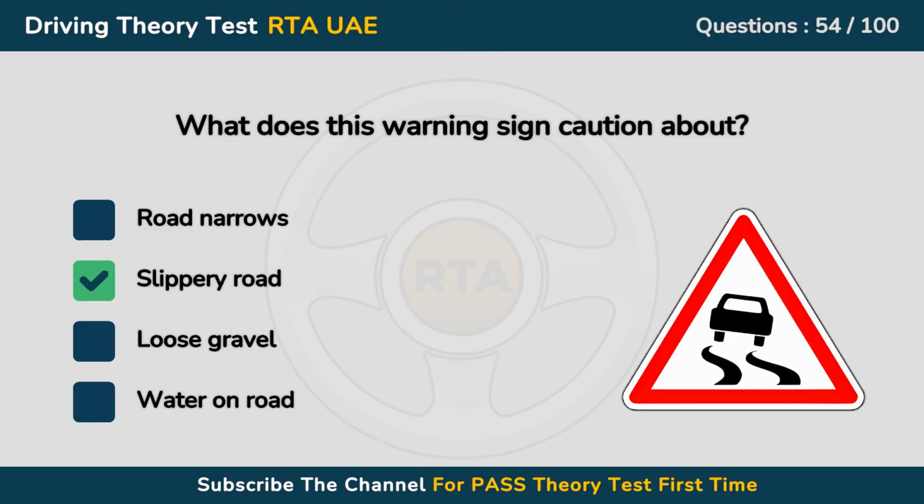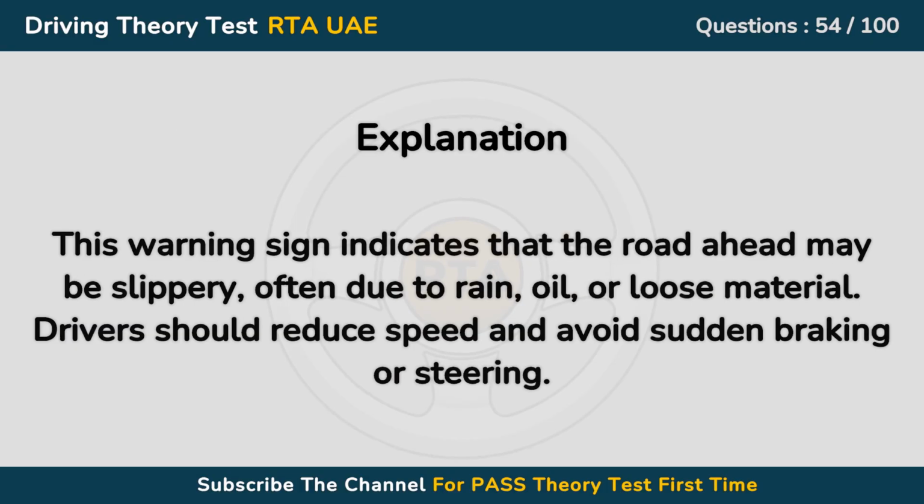Answer is B, slippery road. This warning sign indicates that the road ahead may be slippery, often due to rain, oil, or loose material. Drivers should reduce speed and avoid sudden braking or steering.